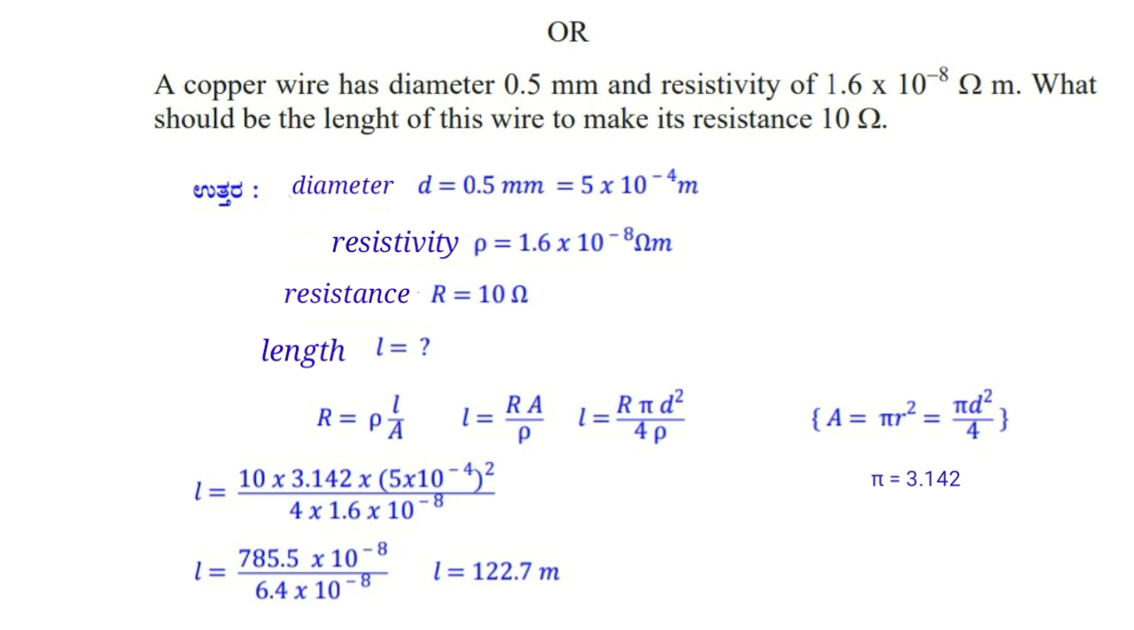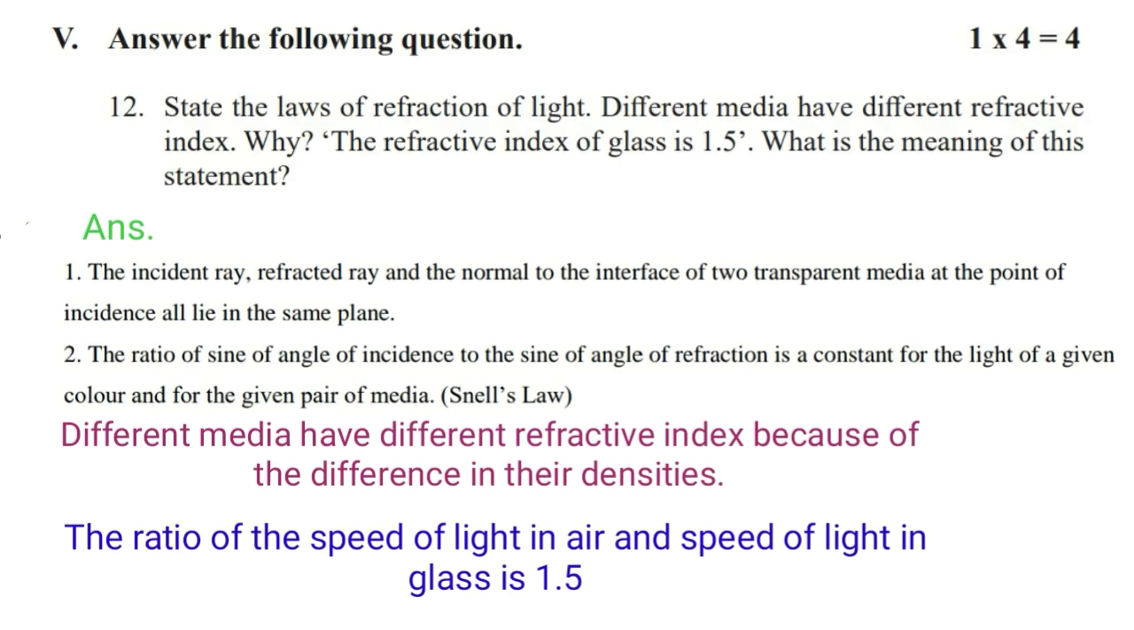So the value of pi is 3.142. Now by substituting the values into the formula, we are going to get 10 into 3.142 into (5 into 10 to the power of minus 4) square divided by 4 into 1.6 into 10 to the power of minus 8. So by simplifying these, we will get the value 122.7 meter. So the length of the copper wire should be 122.7 meter. Now the next question, it is 4 marks question.